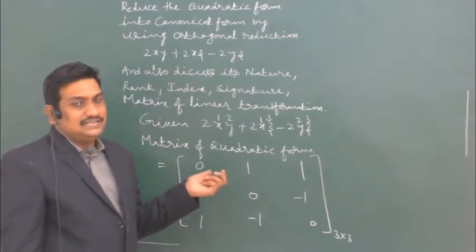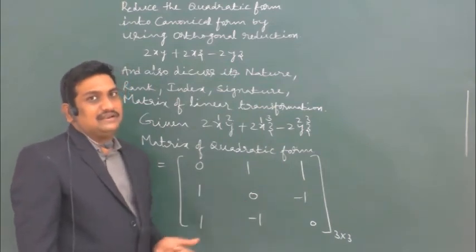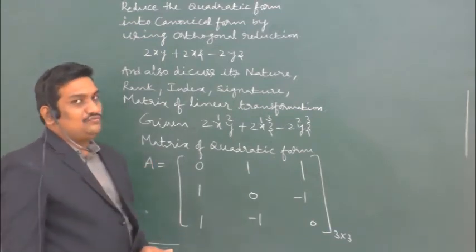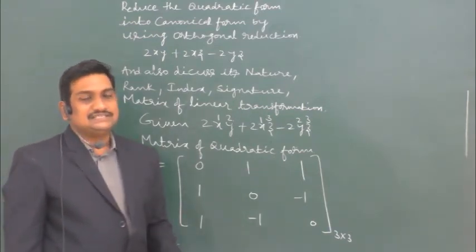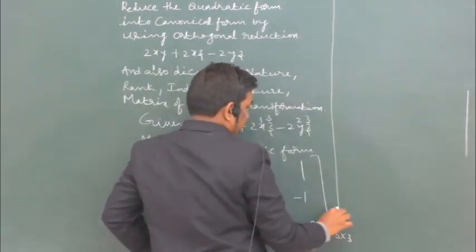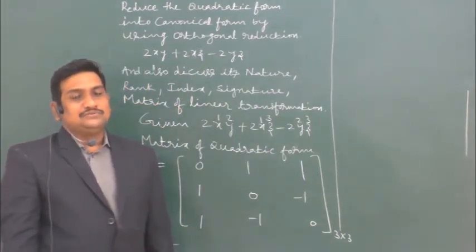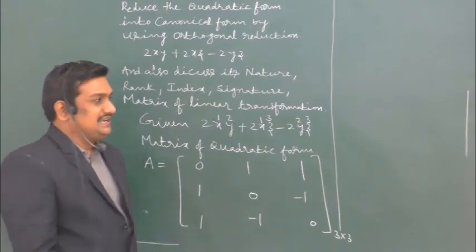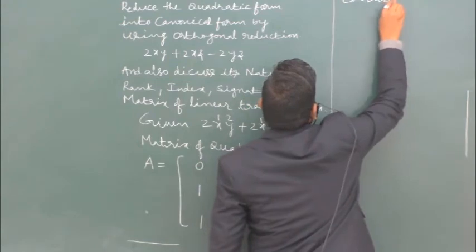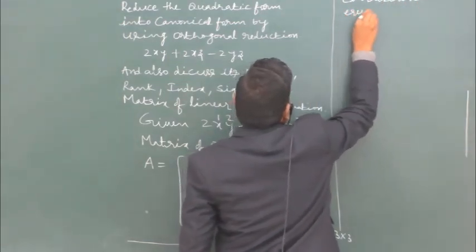Now let us find the eigenvalues and eigenvectors for this square matrix. Let us denote it by A. So now you need to find eigenvalues and eigenvectors for this square matrix. In order to find the eigenvalues, let us consider the characteristic equation.